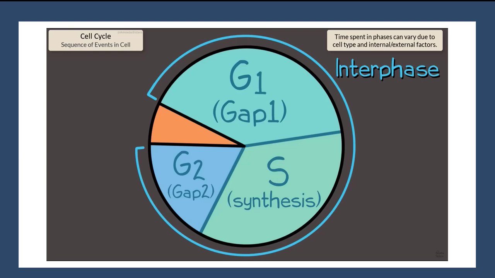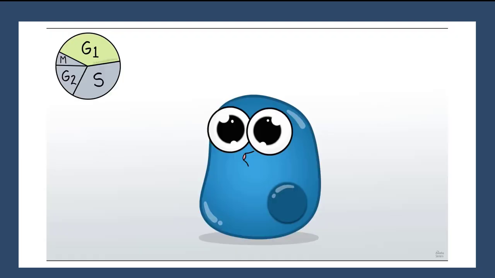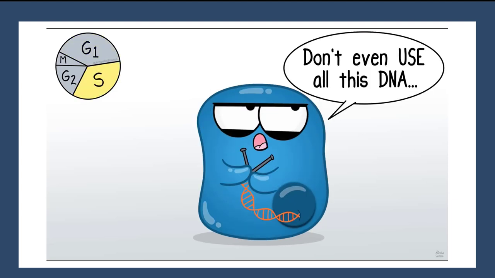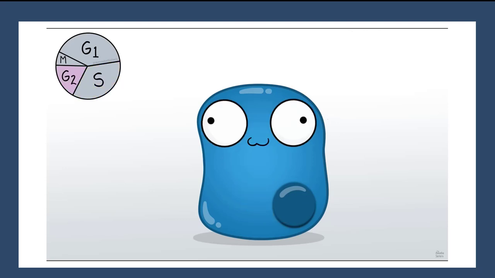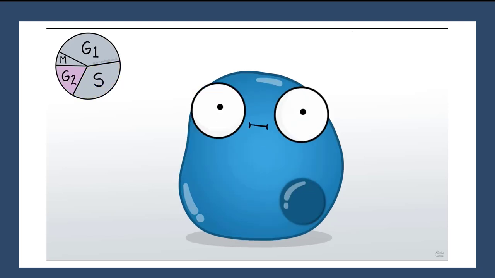All three of those are part of interphase. Then we have M phase where mitosis will happen. During G1, the cell individually itself grows. Then it replicates its DNA in S phase. You can remember that because the S is for synthesis, which means to make something, and it's making DNA. Then G2, the cell grows some more in preparation for mitosis.